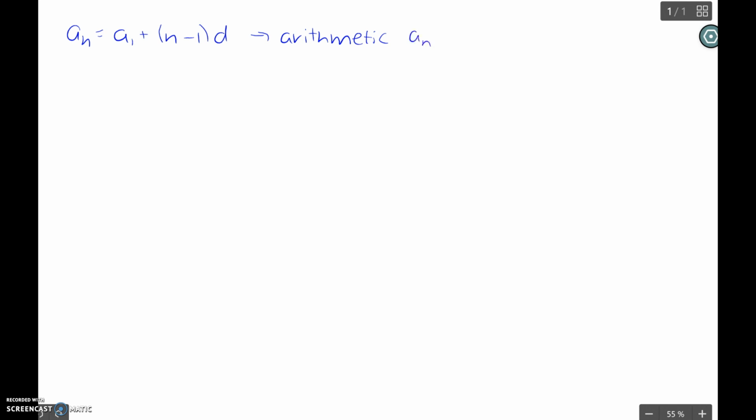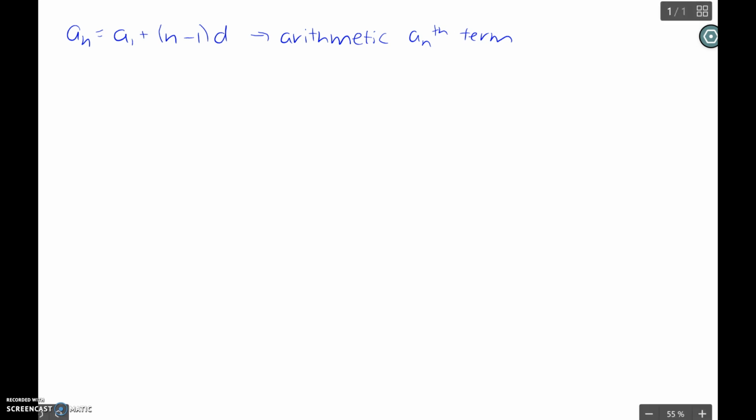So, our formulas that we have: a_n equals a_1 plus (n minus 1) times d. That's arithmetic sum. No, sorry, that's just the arithmetic nth term. Arithmetic means the difference. It has a common difference. a_1 is your first term, n is the number of the term that you're on, and d is your common difference.